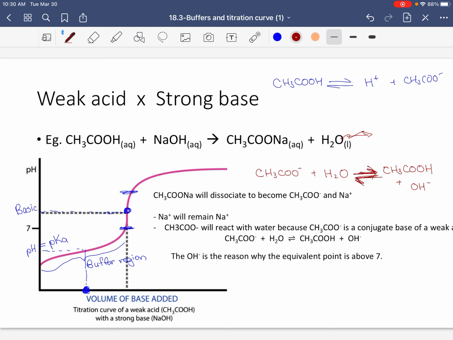So it's very important that you mention it's an equilibrium and not a full arrow like that. Okay. All right. So that's what happened in a weak acid versus a strong base titration curve. So what about the other way around? A strong acid with a weak base titration curve.